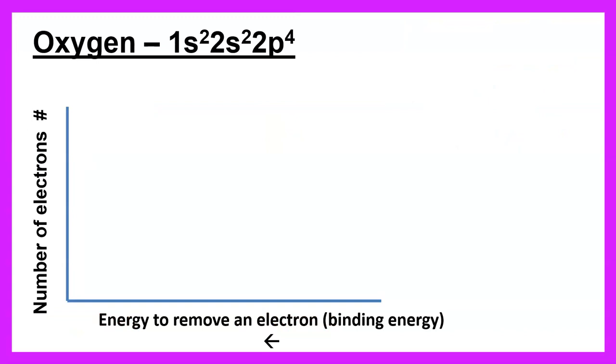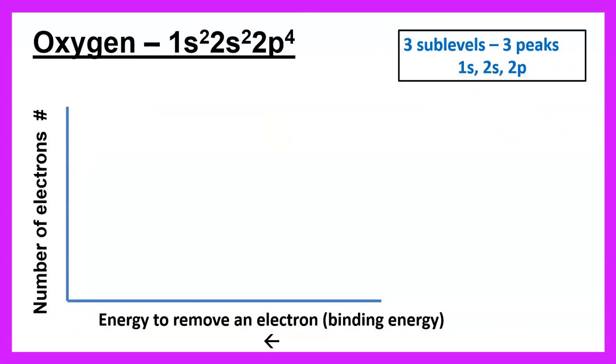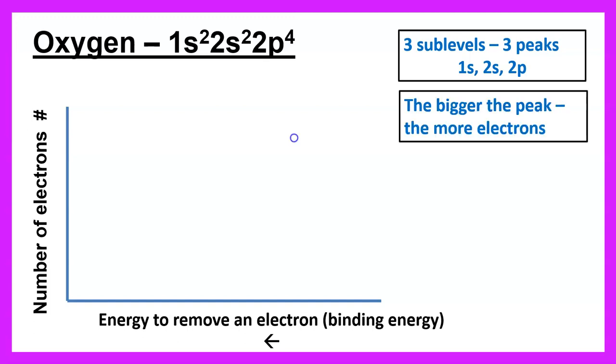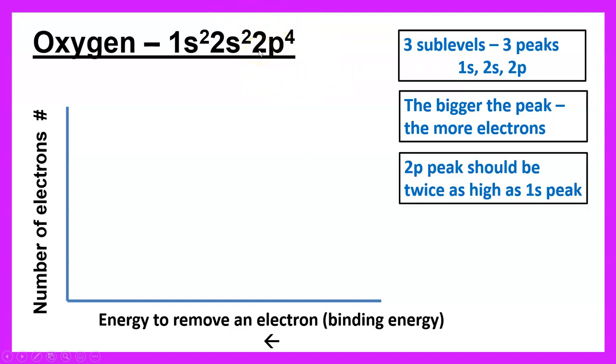Now, let's look at oxygen. We know that oxygen has 3 sublevels. We have a 1s, we have 2s, and we have 2p. Therefore, we should see 3 peaks on our graph. The biggest peak means the most electrons. If you think about your electron configuration, you should be able to guess that the 2p peak will be the largest because there are 4 electrons here. And this should be twice as big as these peaks.